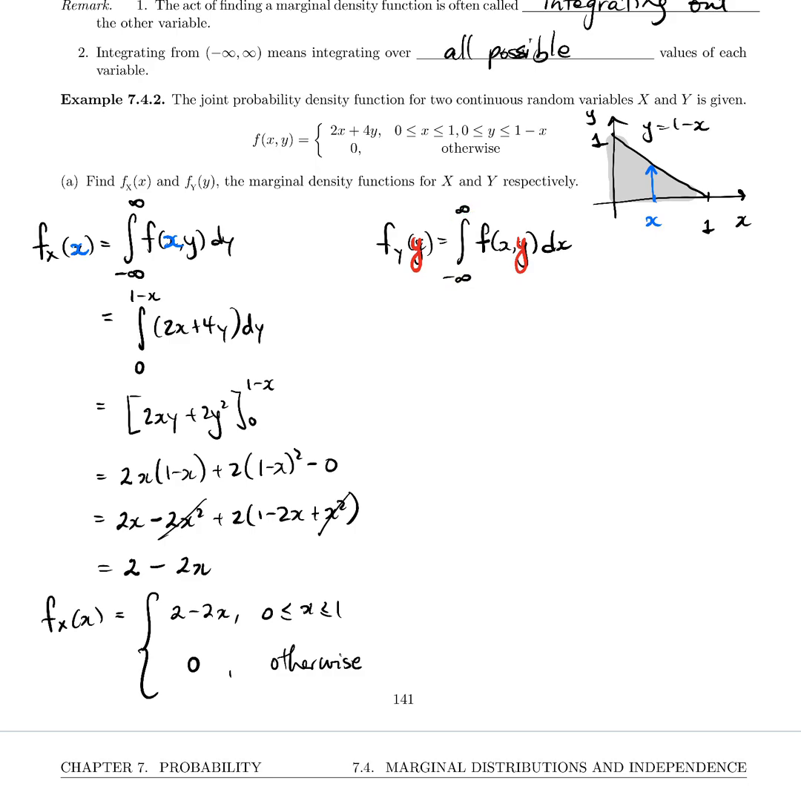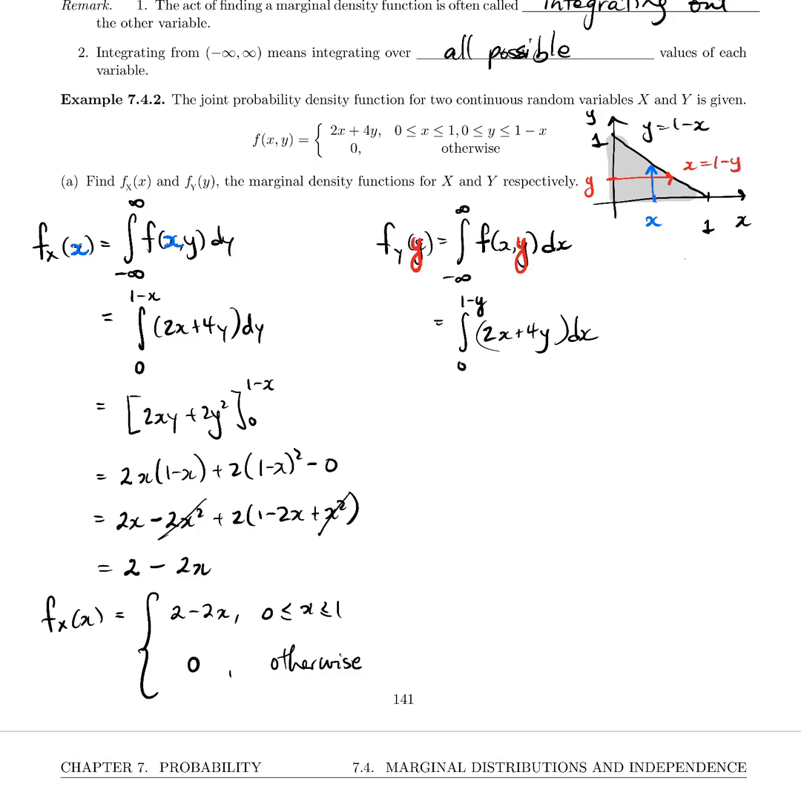So we're going to turn this region into a region of the other type. For a given y value, x goes from 0 to, well, this is the line x is equal to 1 minus y. And so that integral becomes the integral from 0 to 1 minus y of the density function, 2x plus 4y, dx. I just want to make sure that we're cognizant of what we just did here. We just rewrote that as a region of type 2 instead of type 1.